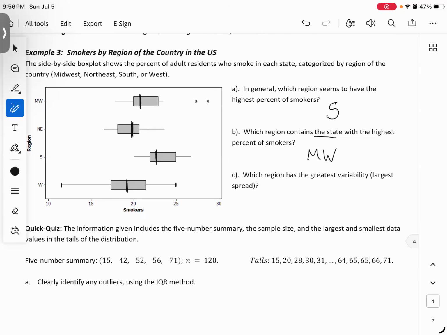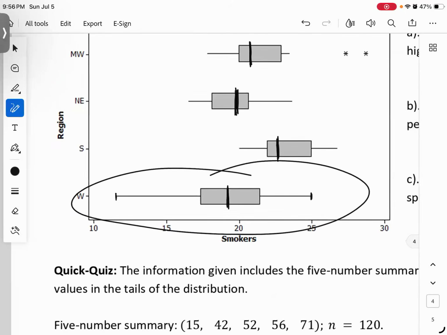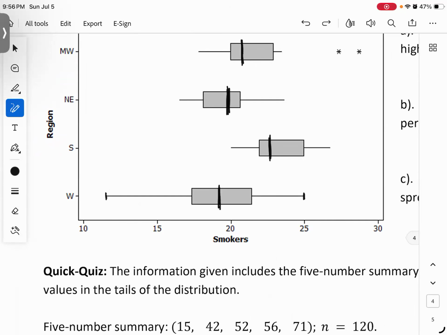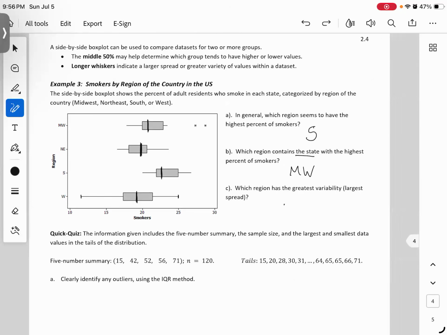And then which one had the greatest variability, most spread out? The Western has some states that are in the teens. It's got some states that are in the 20s. So it's got more variety. So yeah, I really like the side by side box plots because of the ability to compare whenever you have two, three, four groups.